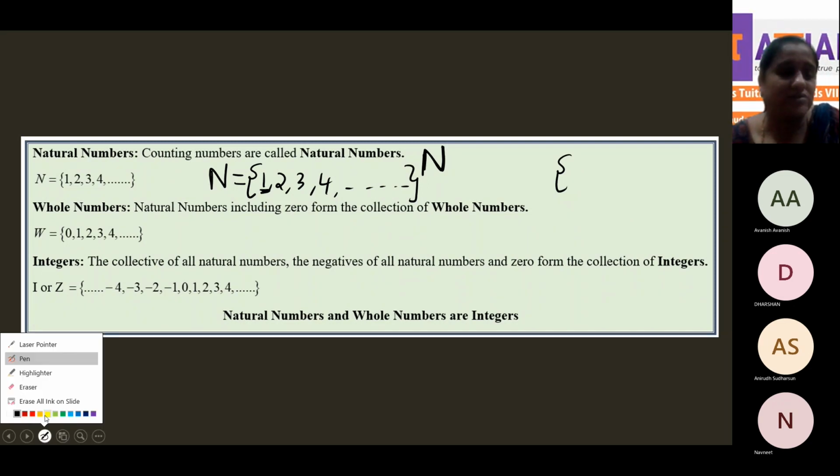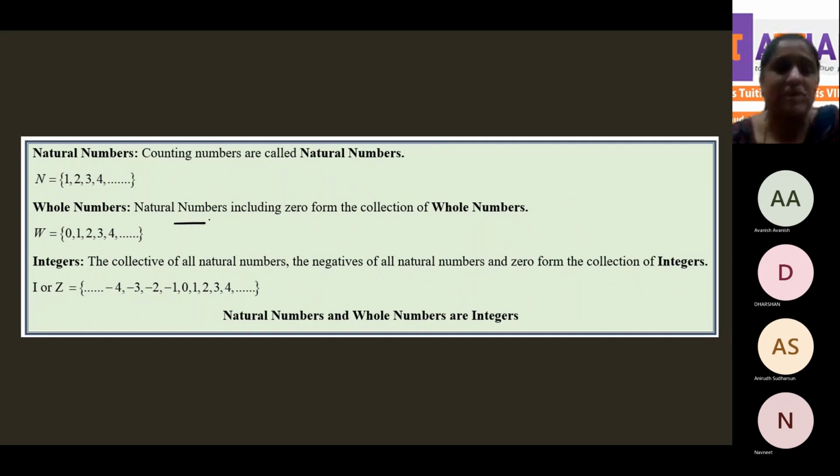That's about natural numbers. Now whole numbers. Natural numbers including 0 form the collection of whole numbers. Whole numbers are represented by the capital letter W. So W is equal to, open a flower bracket, 0, 1, 2, 3, 4, and it goes on like that. The smallest whole number is 0. The greatest whole number you cannot say, because the collection goes on to infinity.